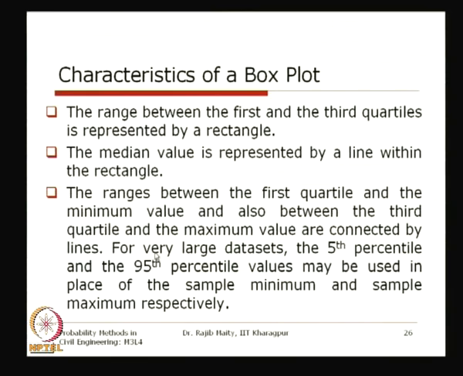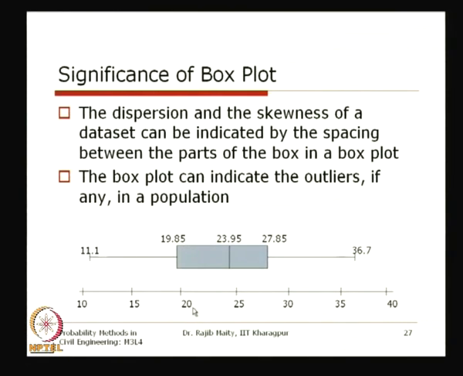Now again, for a very large data set, the 5th percentile and the 95th percentile values may be used in place of the sample minimum and the sample maximum respectively. So here is one representation shown. The dispersion and the skewness of the data set, as we just discussed, can be indicated by the spacing between the parts of the box in a box plot. The box plot can also indicate the outliers, if any, in the population.